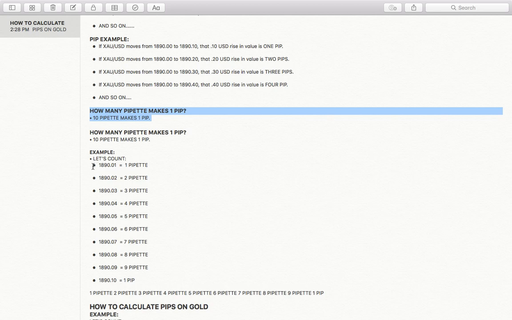So guys, let's continue. We're going to count together. 1890.01. This one here, you see, is what we refer to as a pipette, right? So it moves to 2 pipettes. You see 1890.01, 1890.02. That's 2 pipette movement, 3 pipettes, 4 pipettes, 5 pipettes, like that. When it moves down to this, we have 9 pipettes. So 9 plus 1 is going to give us 1 here, right? That's 10 moves of pipette equals 1 pip. Do you understand what I'm saying now?